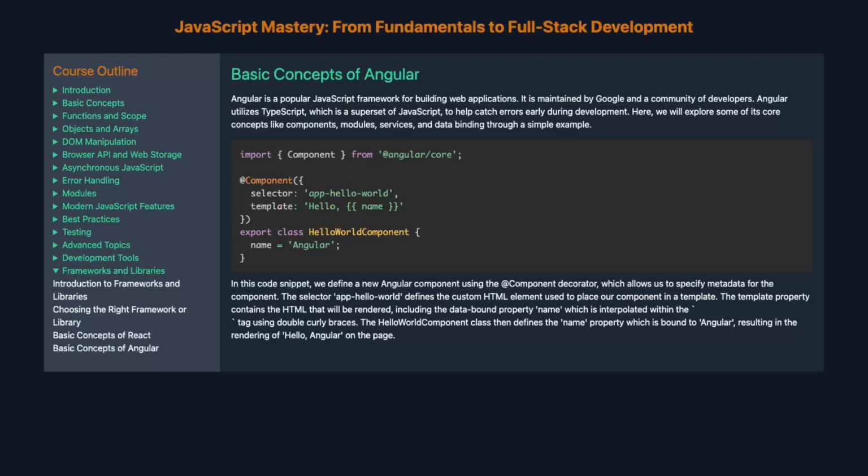In this code snippet, we define a new Angular component using the @Component decorator, which allows us to specify metadata for the component. The selector app-hello-world defines the custom HTML element used to place our component in a template. The template property contains the HTML that will be rendered, including the data-bound property name, which is interpolated within the h1 tag using double curly braces.